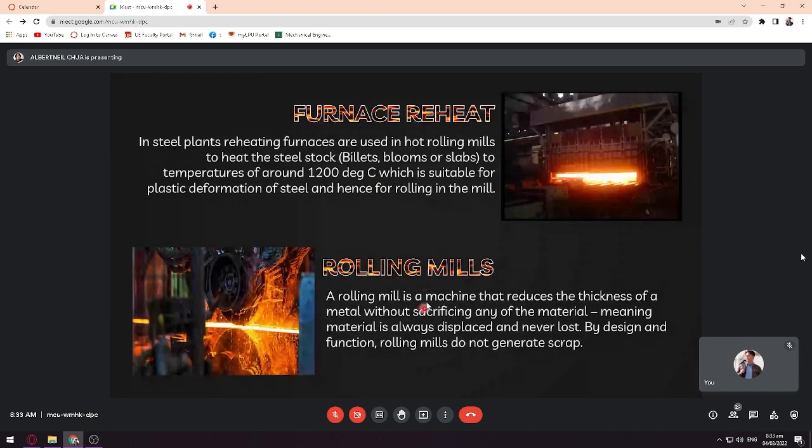Rolling mills is a machine that reduces the thickness of metal without sacrificing any material. Meaning, material is always displaced and never lost. By design and function, rolling mills do not generate scrap.